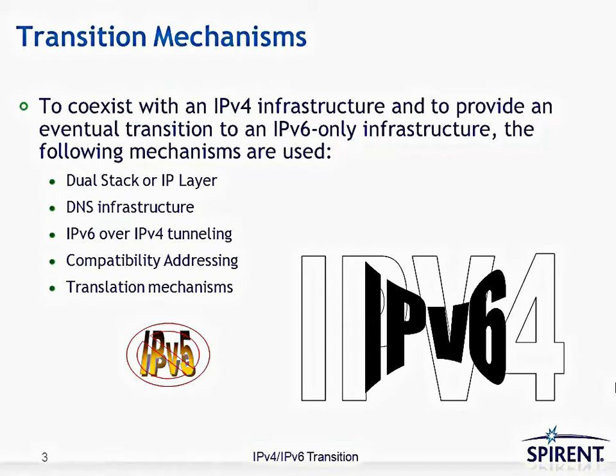In this particular topic, we'll definitely cover the dual stack IP layer, the DNS infrastructure, and we'll start our discussion of IP version 6 over IP version 4 tunneling. But the second topic will also get into more specific examples of that, such as the most current strategy, 6RD and DS-Lite, as well as compatibility addressing formats and translational mechanisms.